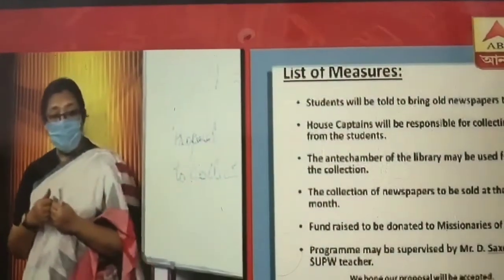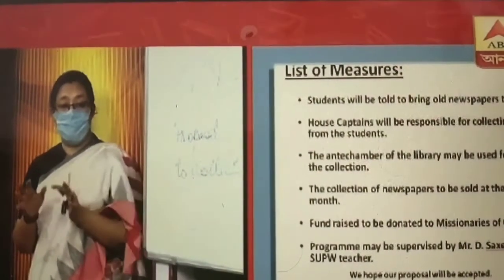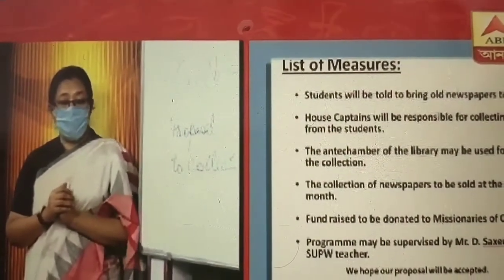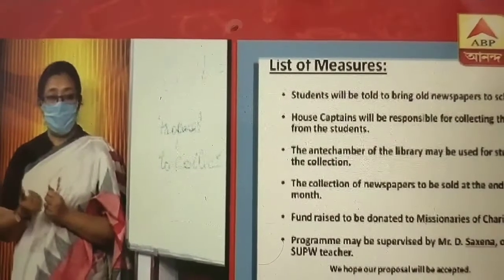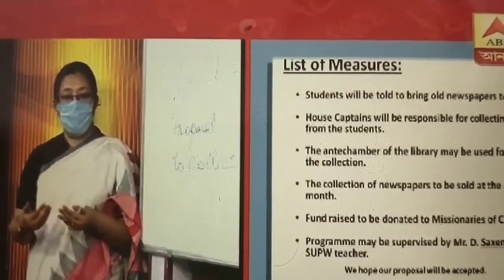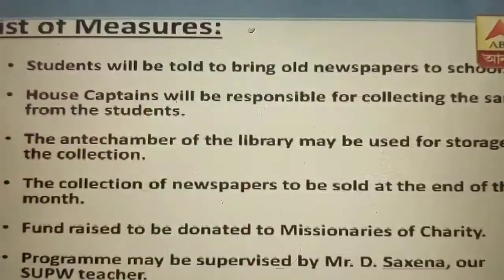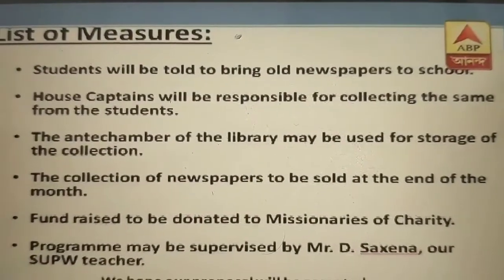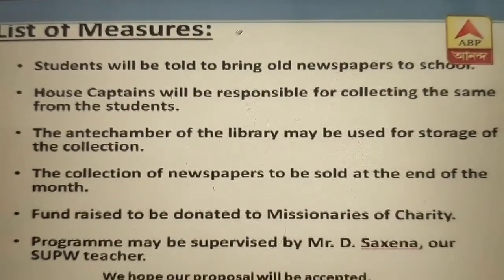Sure, I'll be right. So now I have done with the third step. So you have planned to store the newspapers somewhere. Now what is to be done? The newspapers are collected, the newspapers are stored. Now the newspapers need to be sold. So that is your next step. The newspapers may be sold at the end of the month. The collection may be sold at the end of the month. So that is your next plan.